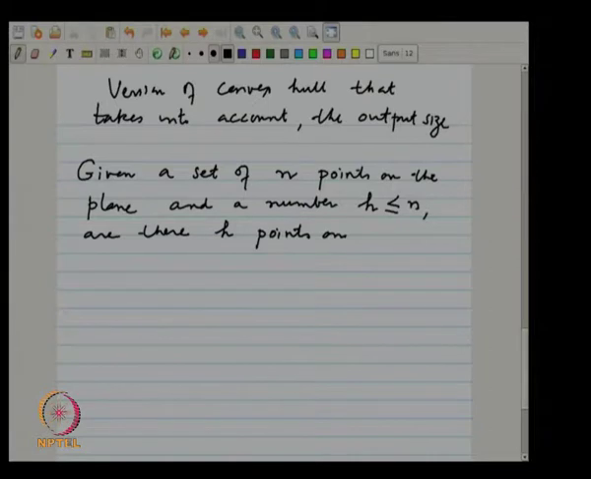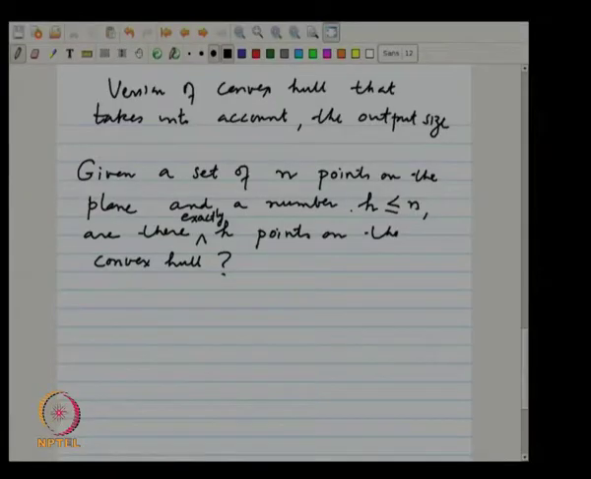When you say h points, exactly h points. So, I give you this input set and give you some number, 100. Tell me whether there are exactly 100 points on the convex hull. Some number, and that number must be less than n, because there can be at most n points in the convex hull. In fact, it should be between 3 and n, because it has to be at least 3.